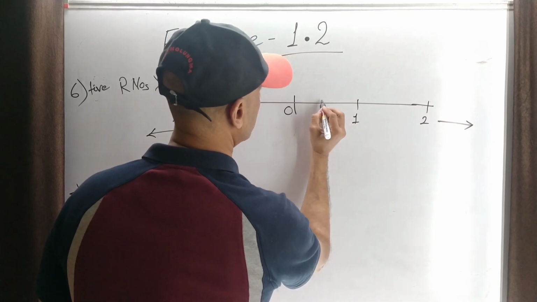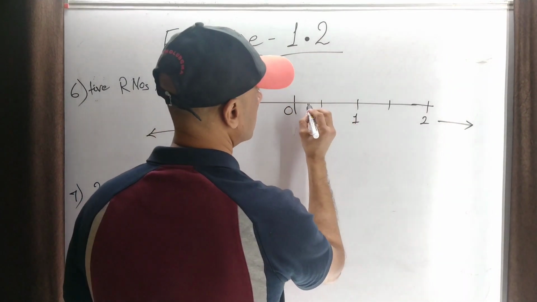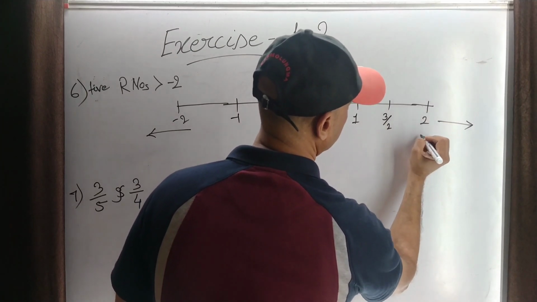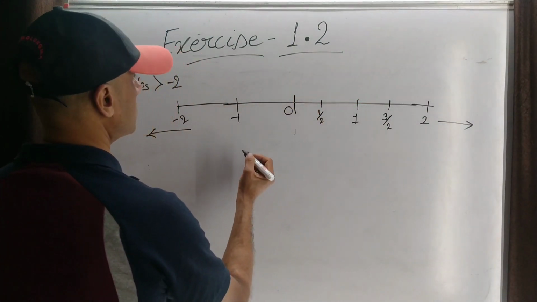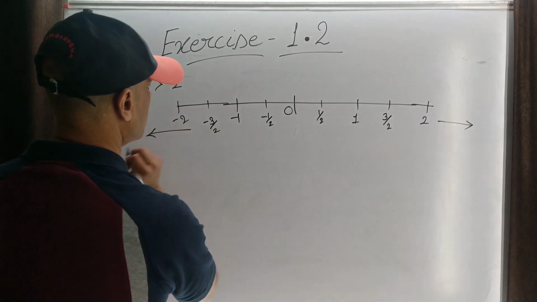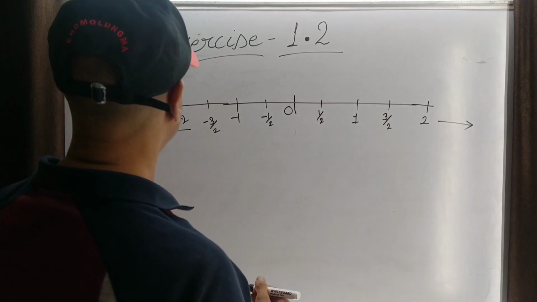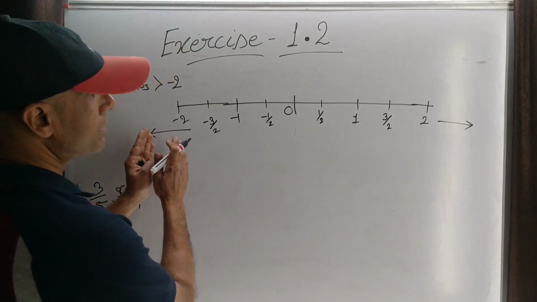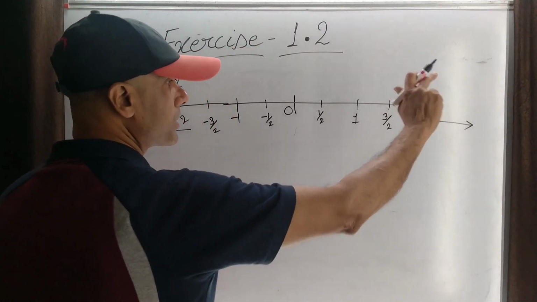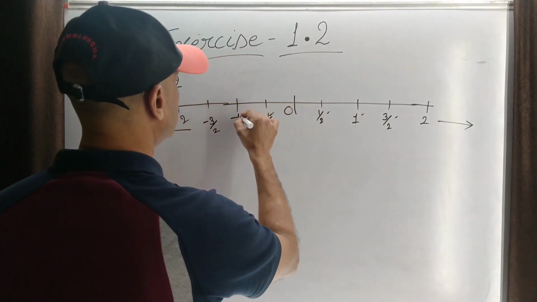If we divide this into equal parts, this will be 1 by 2, and we divide into two parts, first part, second part, and this will be 3 by 2, and this fourth part is 4 by 2. Okay, and here we have got minus 1 by 2 and minus 3 by 2. So from this we can choose 5 rational numbers which are greater. We all know that the number line increases from left to right. Okay, so you can choose this one, this one, this one, and this one.